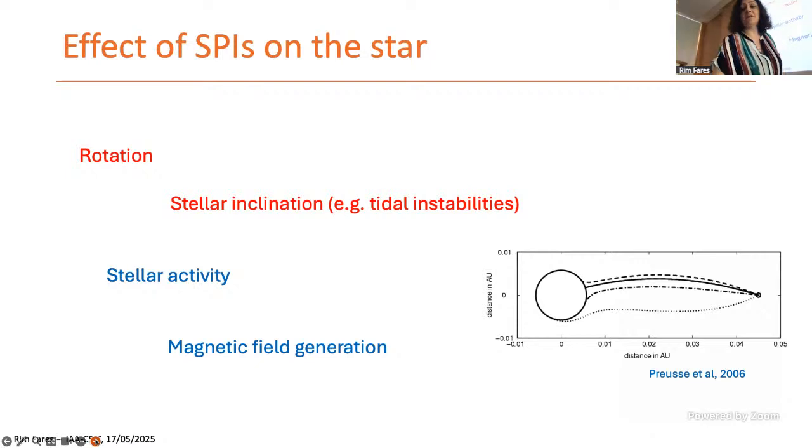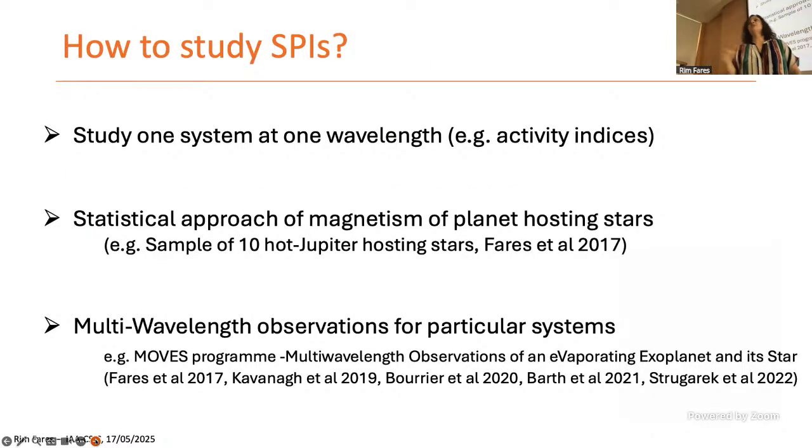So how do you study that? There are different ways to do it, really very, very different ways. You could pick a system and study it in a specific way, for example, flaring of the system, activity of the star, and so on. Or you could design a sample, for example, do a sample or a survey of planet hosting stars. We have done that previously.